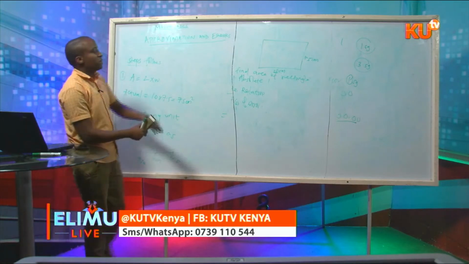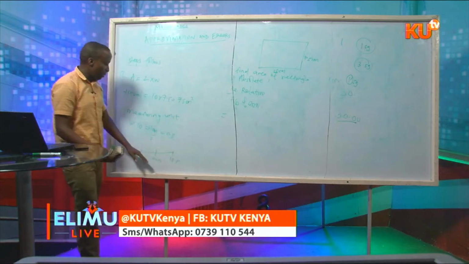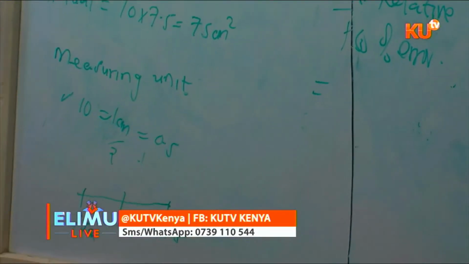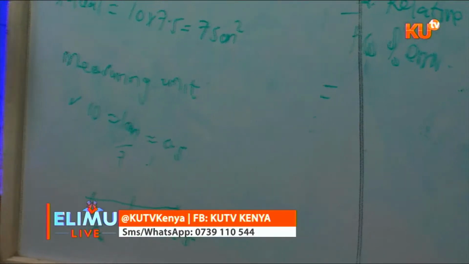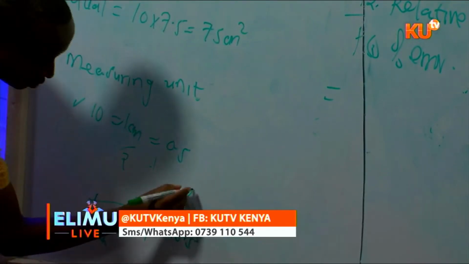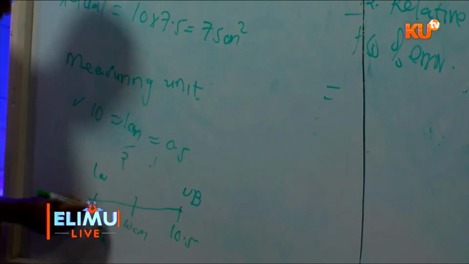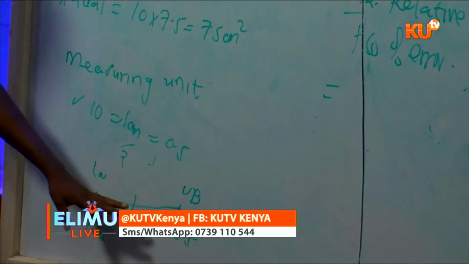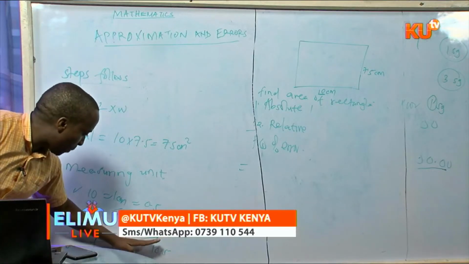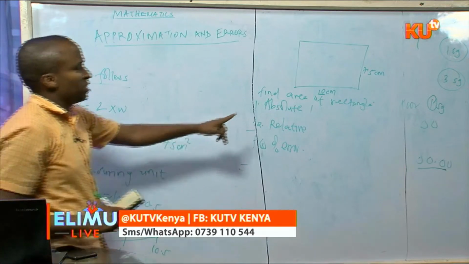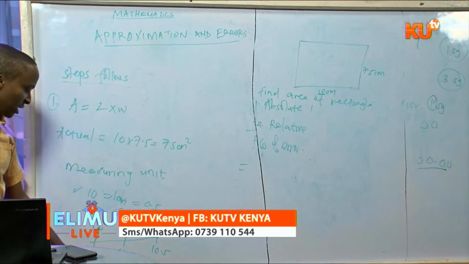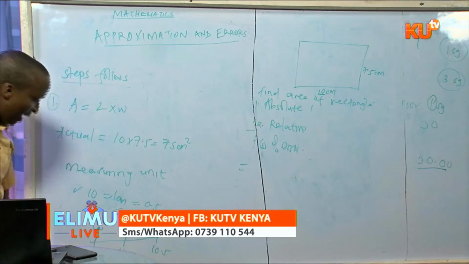So for this length, the measuring unit is 1 centimeter, because we don't have any decimal point, so it automatically becomes 1. You divide by 2 because we have the upper bound and the lower bound. The upper limit of this measurement can go up to 10.5, and the lower limit can go down to 9.5.